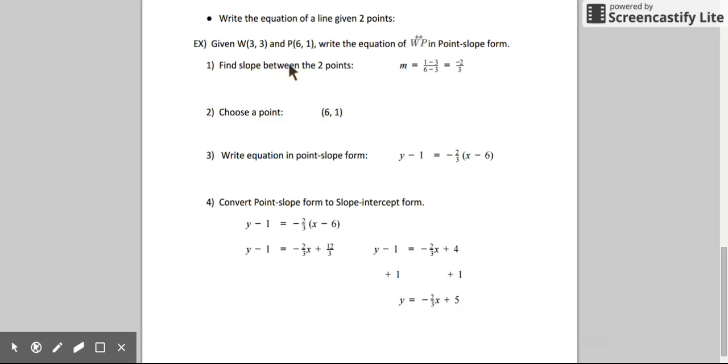And if I had chosen the point 3, 3, put it into point-slope form, and then solved for slope-intercept form, we would end up with the same exact answer. So you can go ahead and experiment on your own and see if that happens. So there's an introduction to point-slope form. It's used mostly when we're given a point and a slope, or if we're given 2 points. So we can find the slope and use a point to write the equation of the line.